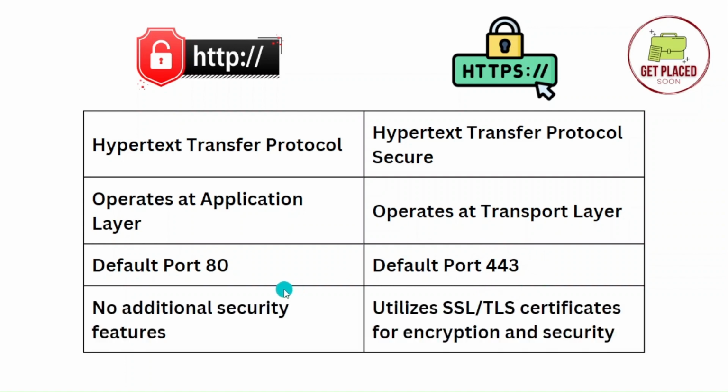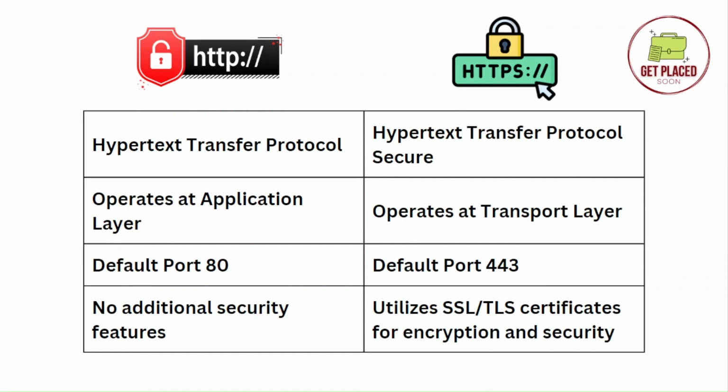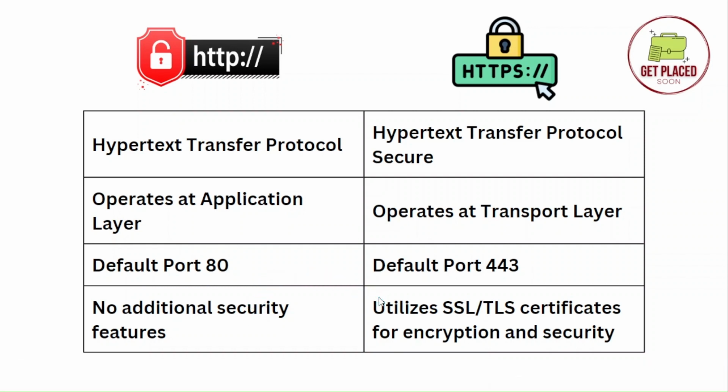In HTTP, there are no additional security features. Also, the communication is transparent and done using plain text, so there is no proper security. But when it comes to HTTPS, we have SSL or TLS certificates. It makes sure the data communication is secure by doing encryption. So that's it from my side. I hope you understood what is HTTP, what is HTTPS, how HTTP and HTTPS work, and what are the differences between them. This is a very important question when it comes to interviews.